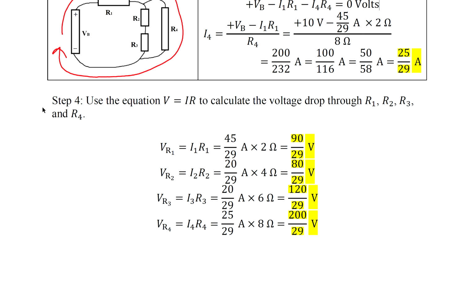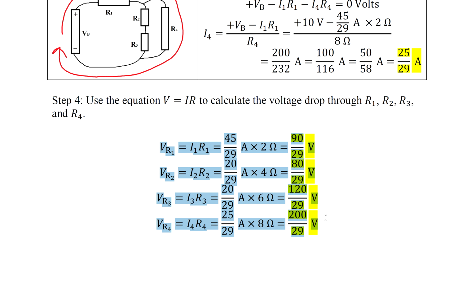Now we could use the equation V equals IR to calculate the voltage drop through resistor 1, resistor 2, resistor 3, and resistor 4. So V equals IR. We know I because we solved for it. We know R because we were given it.